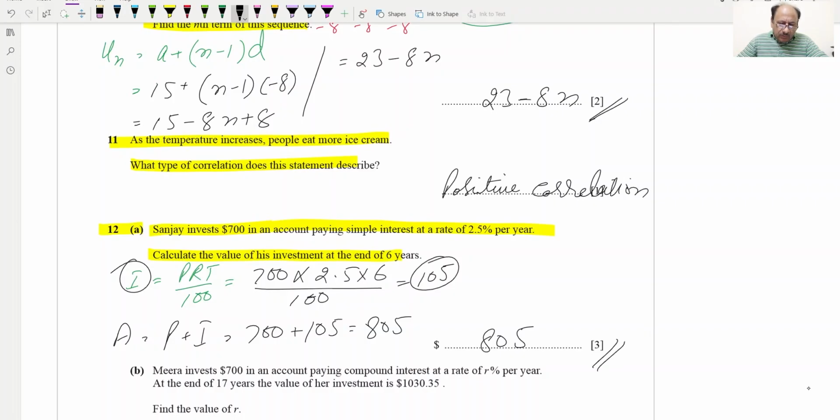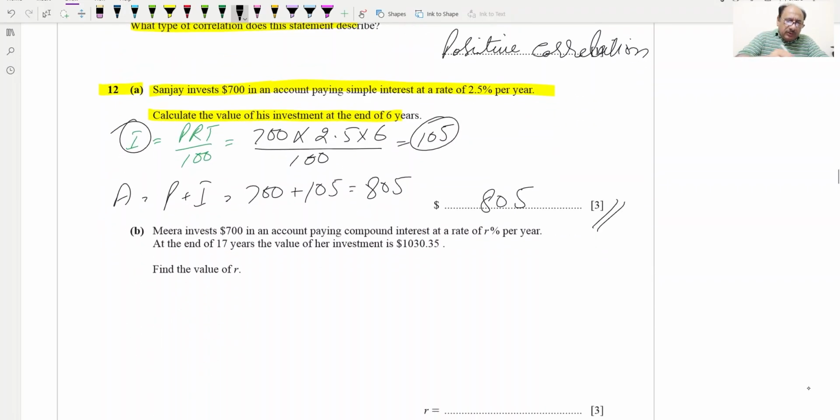This is done. Now question B part, basically B part says Meera invests the same amount at rate of R per year. At the end of 17 years, the value of her investment is 1030.35. Find the value of R.